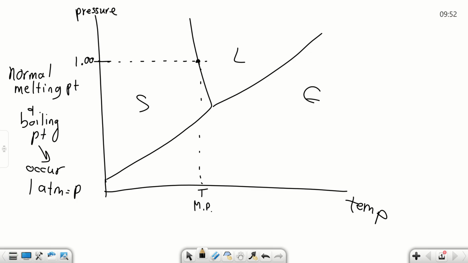For the boiling point, you would just keep going to the liquid gas barrier and go down, and that would be your boiling point temperature. So the normal boiling point, normal melting point is specifically at 1 atm for any substance, and you just cross over to the border between solid and liquid for melting, liquid to gas for boiling, and go straight down and record what the temperature is. And that's it. That's how you deal with phase diagrams. All right? Good job.